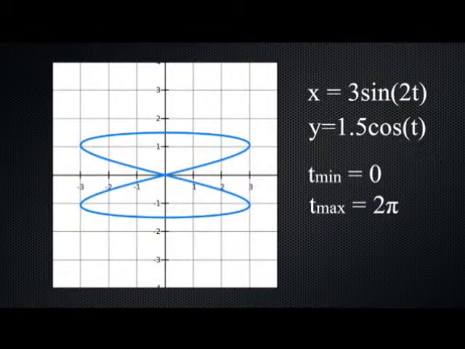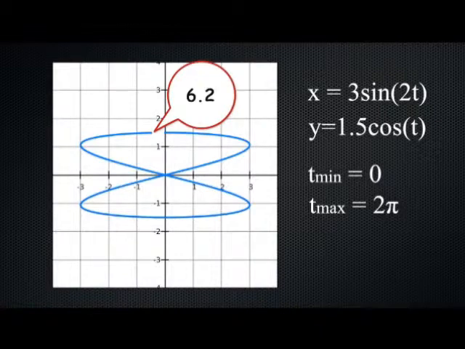Now that we know the concept of t-steps, let's go back to the problem before. T-min of 0 and t-max of 2 pi was supposed to draw a full graph, but it didn't. This is because the t-step is 0.1, and 0.1 doesn't go up to 2 pi, which is approximately 6.28. 0.1 will only go up to 6.2. This is why it doesn't draw the full graph.